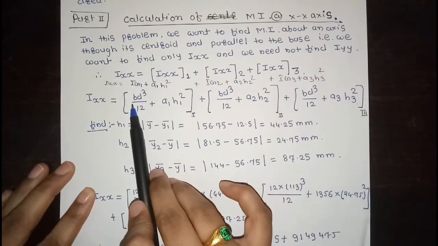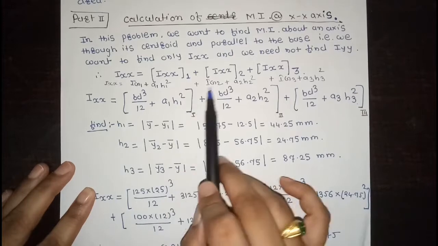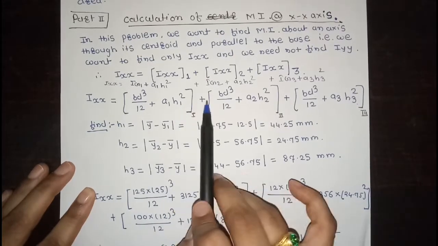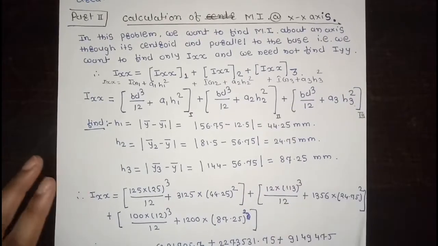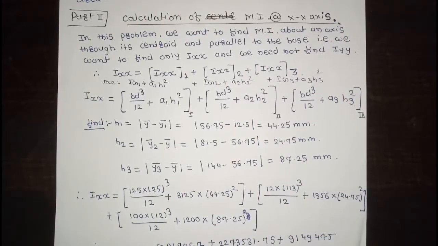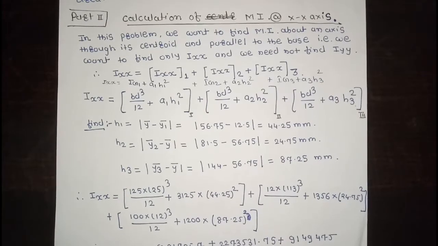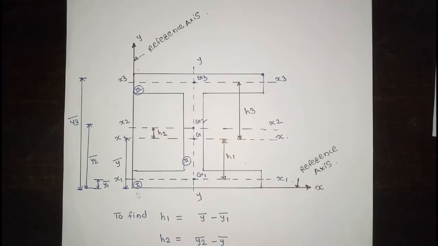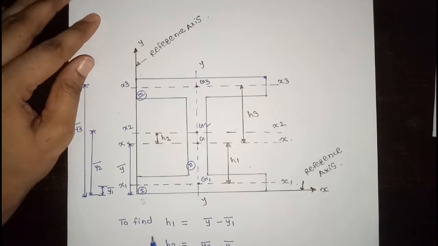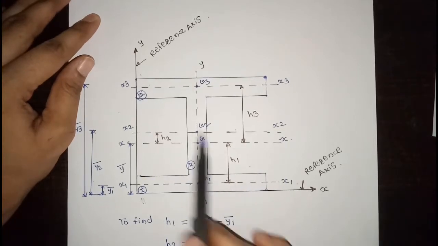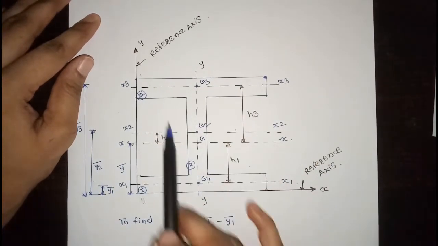Okay, B is the known value, D is known, A1 is known. So calculate H1, H2, H3 of the I section. So how to calculate H1, H2 and H3? See this diagram to find H1, H2 and H3. This is the I section.